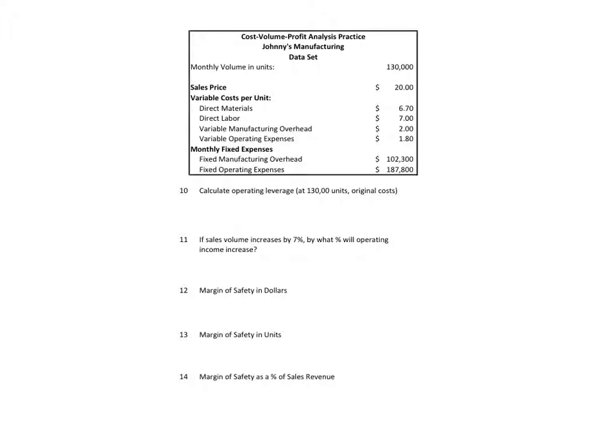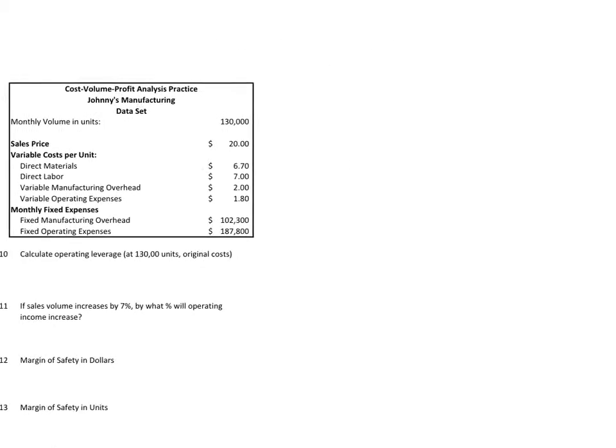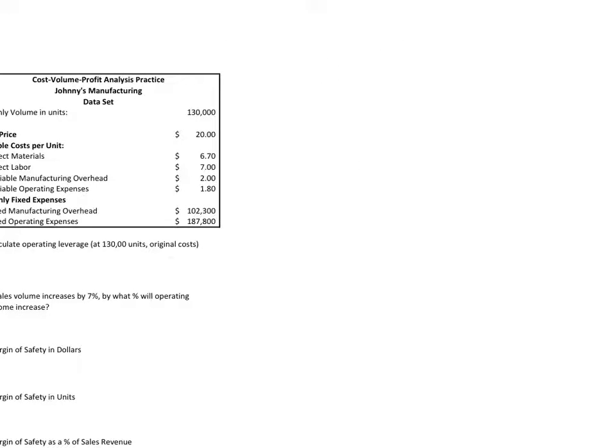We are continuing our CVP calculations for our Johnny's Manufacturing dataset. We are going to complete items 10 through 14, but before we do, we need to remind ourselves of some of the results of the calculations in our last video because we are going to need those calculations in order to continue on with computations for this video.